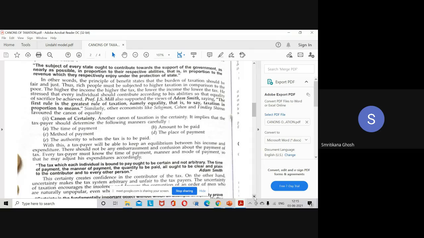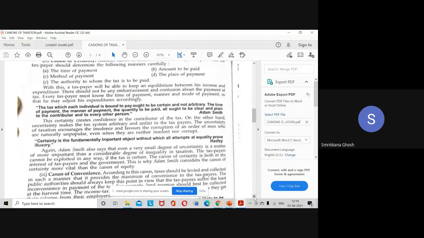Okay, certainty tells us that when the tax is imposed, consumers should know when to pay, how much to pay, how to pay, and where to pay. It should be very clear to all. Otherwise, consumers will be confused. After some time, they may get annoyed and cause some unrest, and that should not happen. Everything should be very clear to the consumer as well. And again, what will be done by the government with this tax should also be clear. Okay.